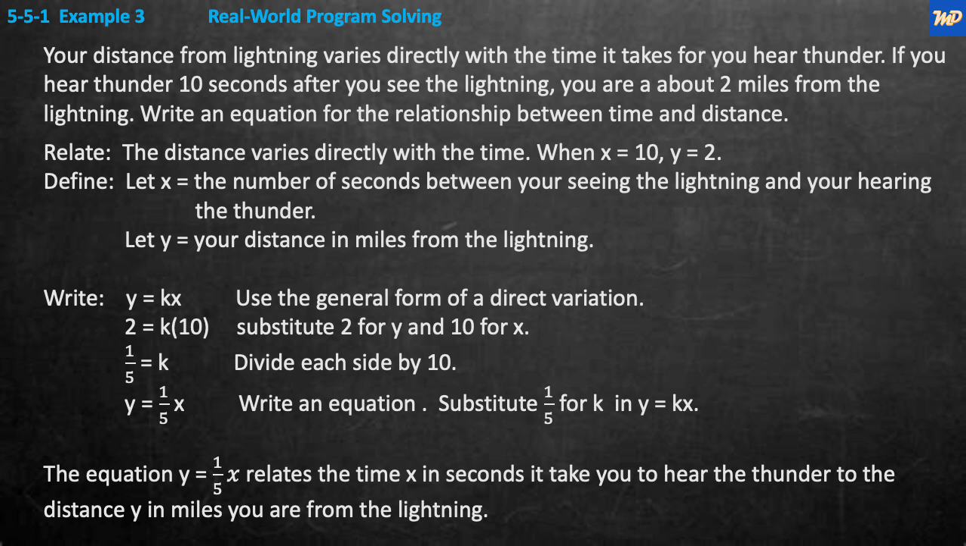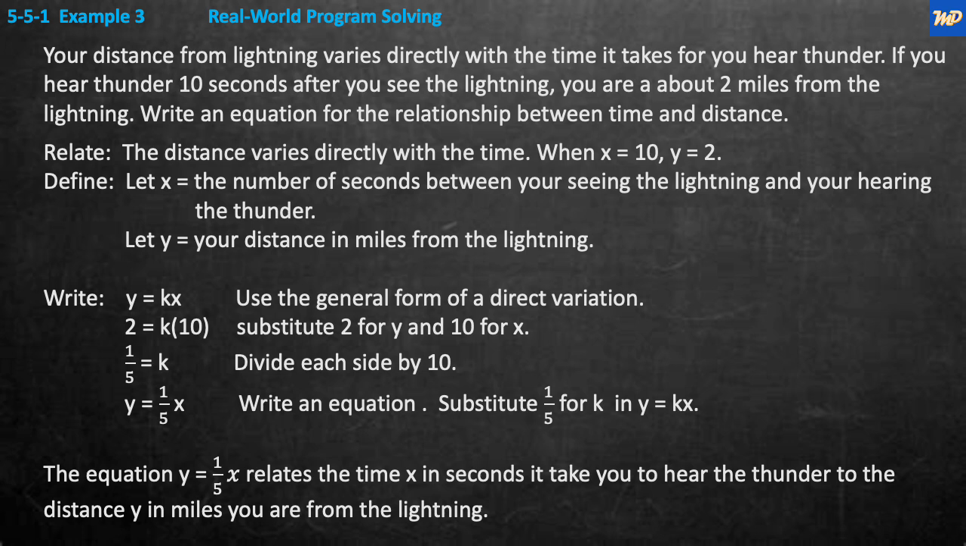Okay, example 3. It's our real world problem, one of the two that we were talking about. This is kind of an interesting little real world example. Your distance from lightning varies directly with the time it takes for you to hear the thunder. So the farther the lightning is away, the longer it's going to take you to hear it. If you hear thunder 10 seconds after you see lightning, that means you are about 2 miles from the lightning.